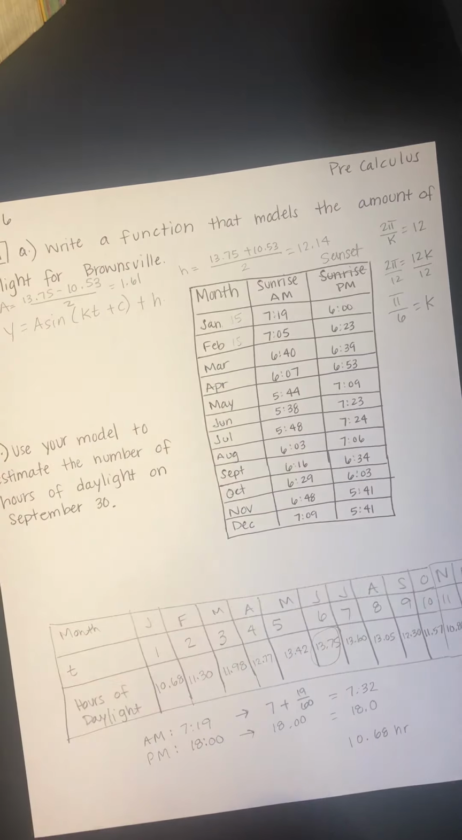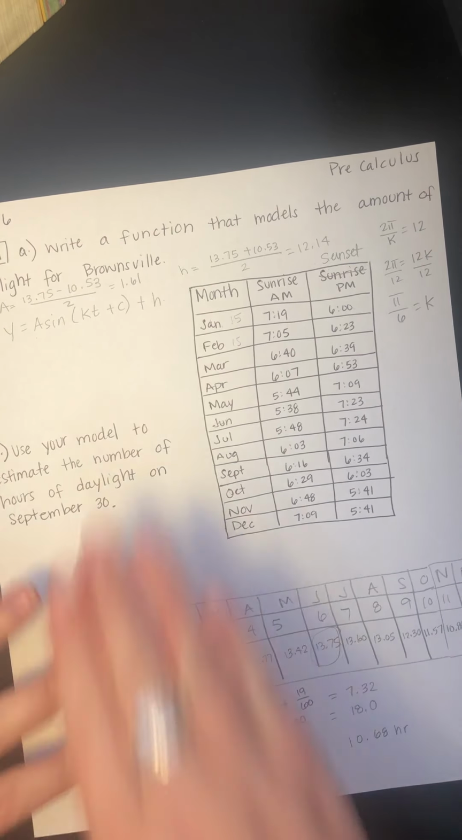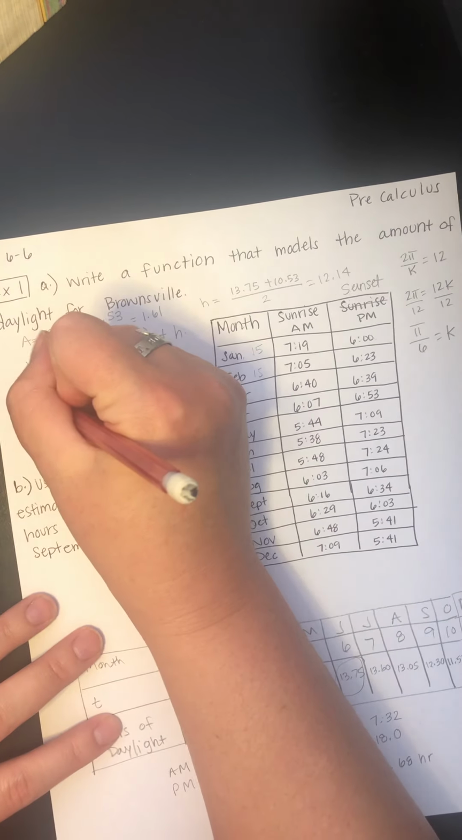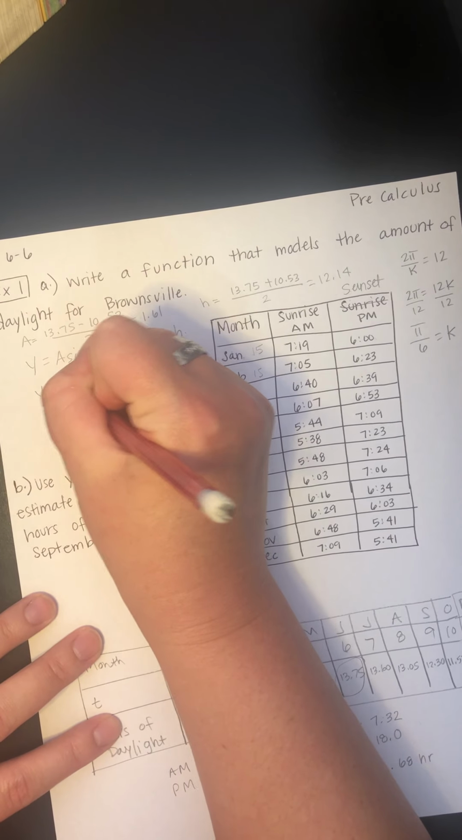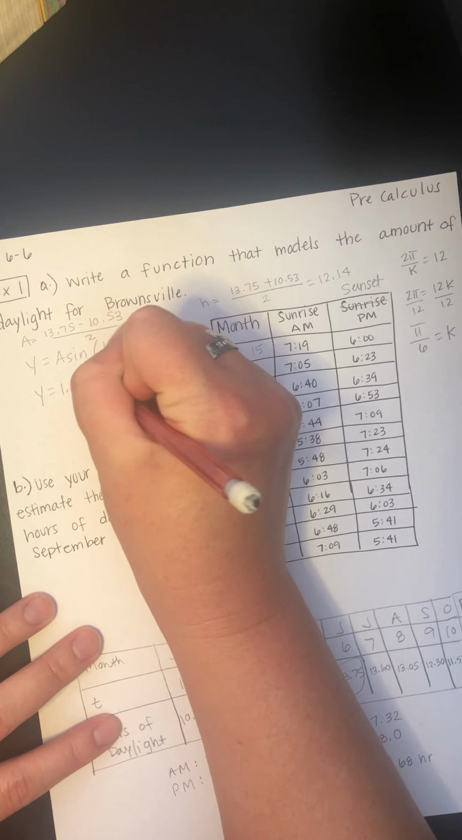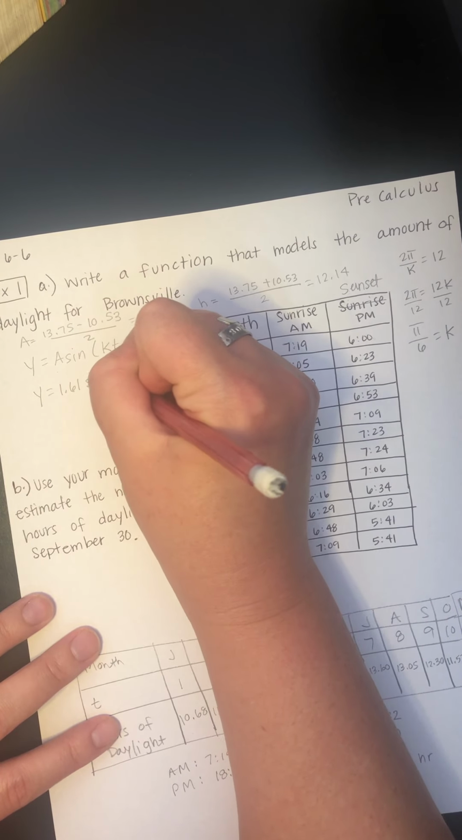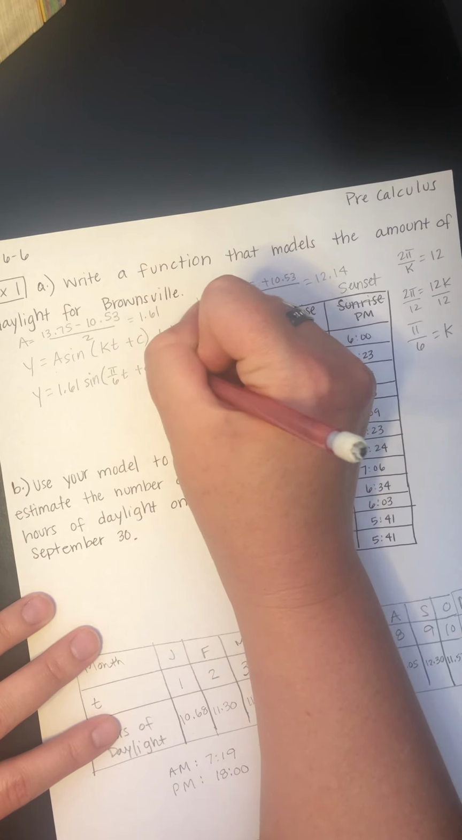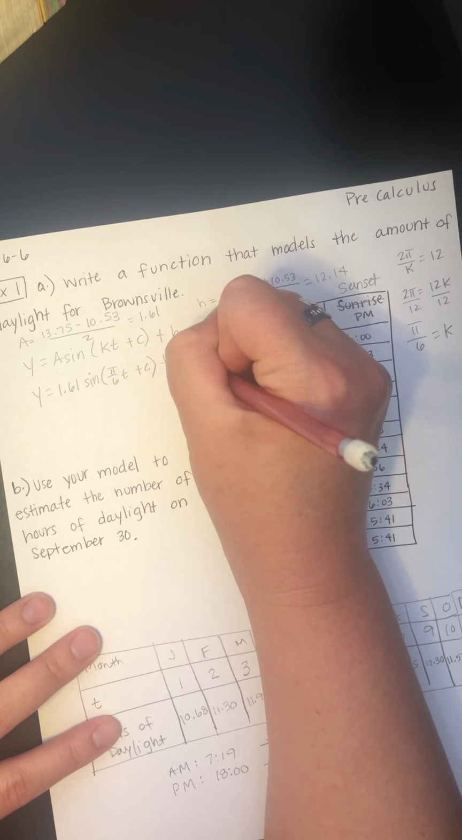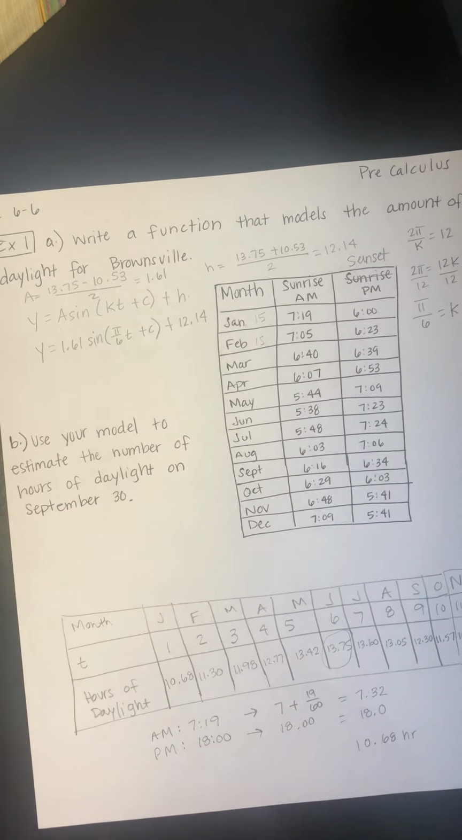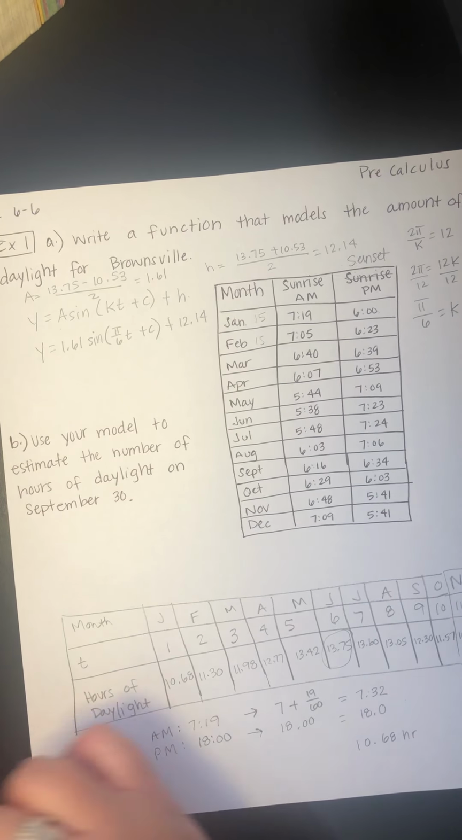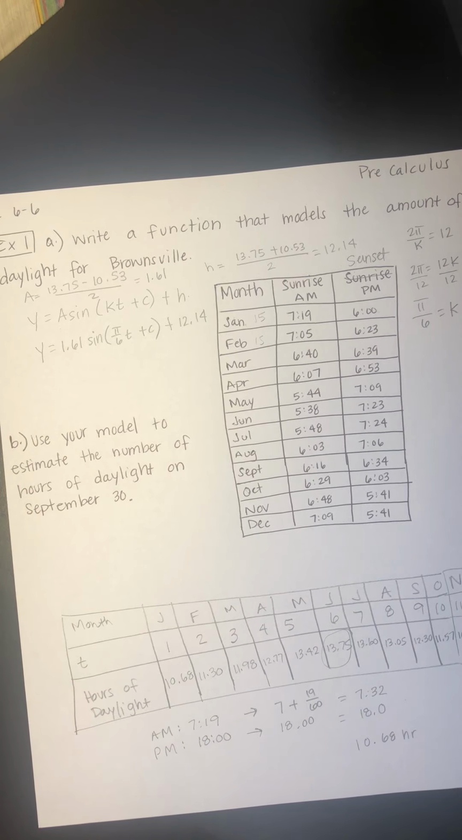Plug everything in here and we'll have our written function. So y equals A, which is 1.61, times the sine of K, which is pi over 6, t plus C, plus H, which is 12.14. Now we can solve for C and we'll be able to have our whole formula written.